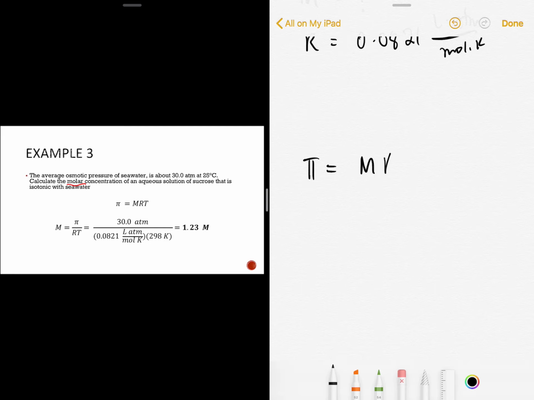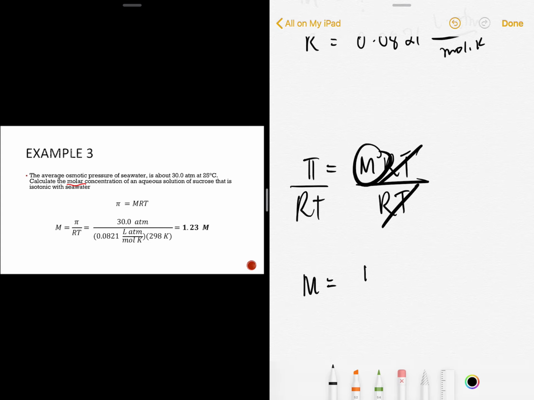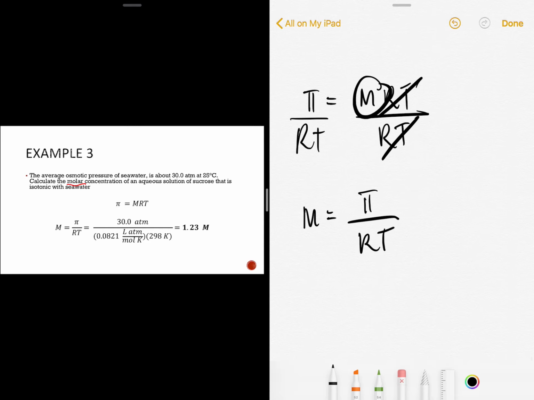Pi is equal to molarity RT. So divide both sides by RT so that M is left on one side. M is now equal to pi over RT. If you substitute those values, it will look like this. You'll see the cancellation of units.